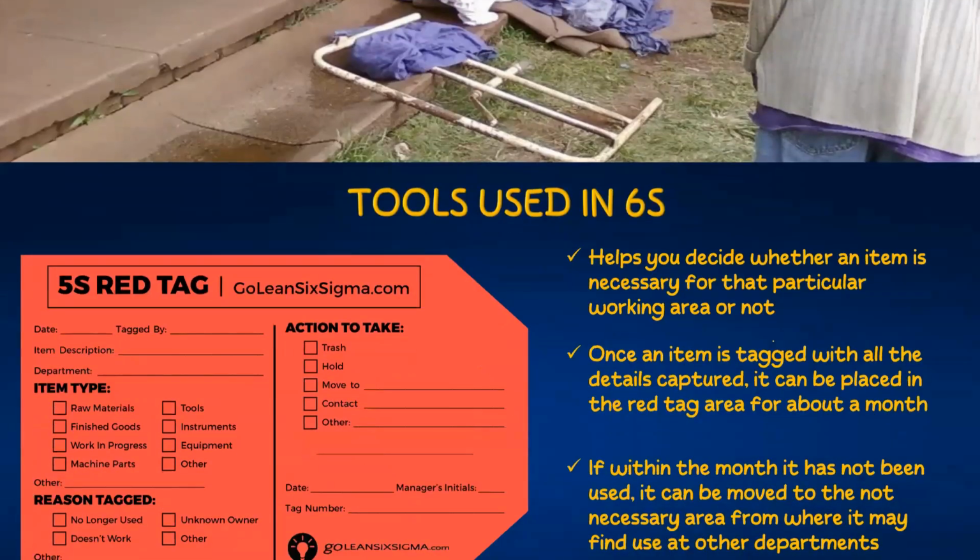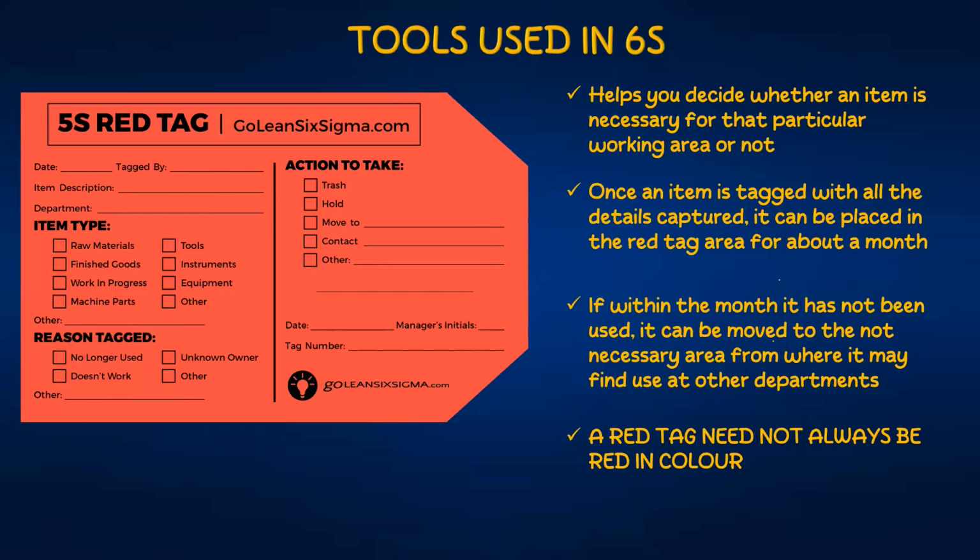This is the tool that we were referring to, the one that we use for sorting. It's a red tag. First of all, just a disclaimer, a red tag does not always need to be red in color. So what this will do is it's going to help you make a decision. So ideally, you take a piece of paper, that is your red tag.